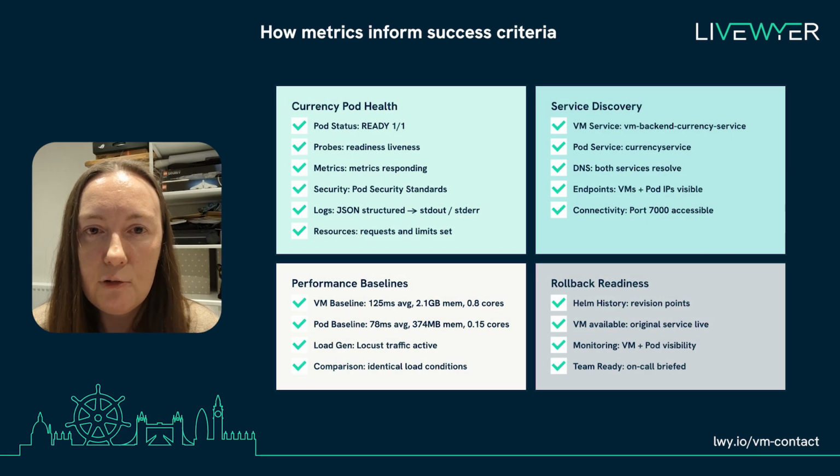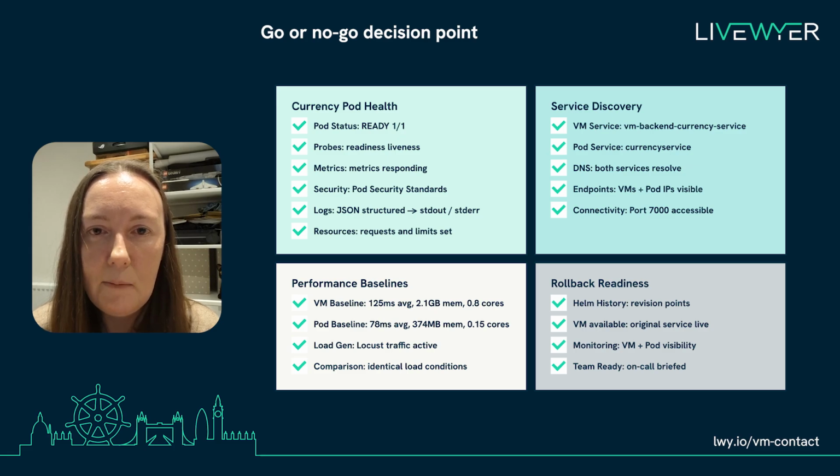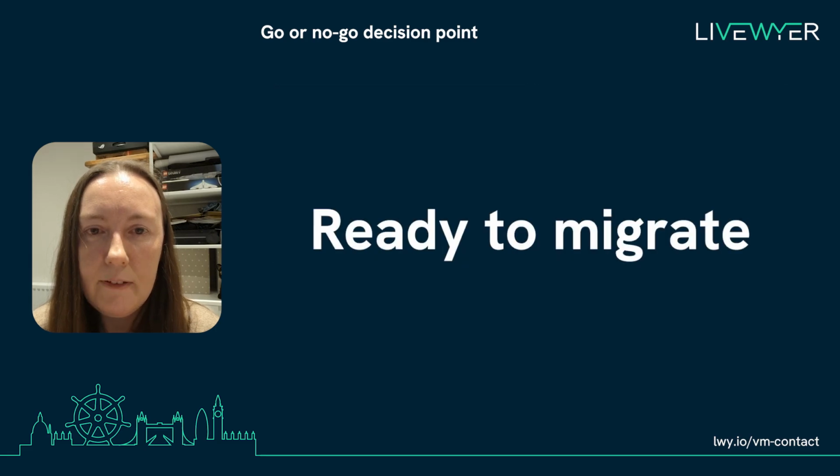Before we switch any production traffic, we need to validate that everything is genuinely ready. This is our go or no-go decision point, so we need to check the following. We need to check that the currency pod is healthy and passing its health checks, that service discovery is configured correctly for both VMs and container endpoints, that performance baselines show the expected improvements, that monitoring is capturing metrics from both deployments, that our rollback procedure is tested and ready, and that the on-call team has been briefed and is ready to help if needed. With everything validated, we can proceed to the traffic switchover.